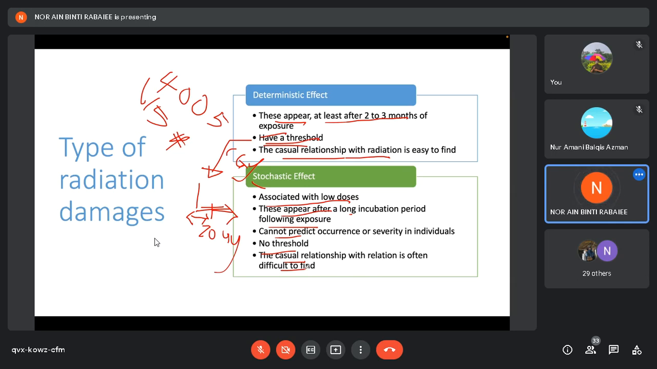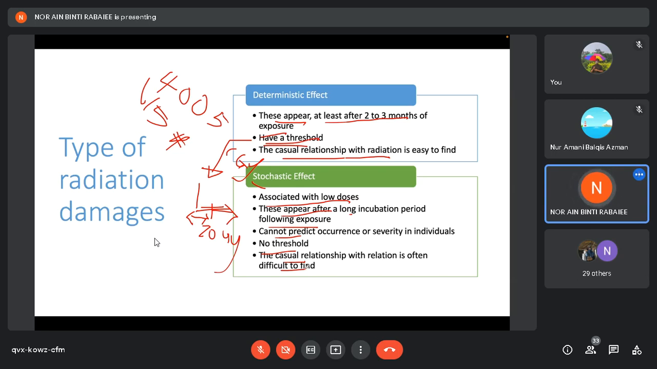For the deterministic effect, it is easier for us to say that this is due to the radiation. For example, for NPC cases, the treatment for patients with NPC cancer, sometimes after a few treatments they have difficulty swallowing, they lose appetite, or their hair starts to fall. So we can easily say that this is the effect of the radiation, and we can easily find the causality between this effect and the radiation.